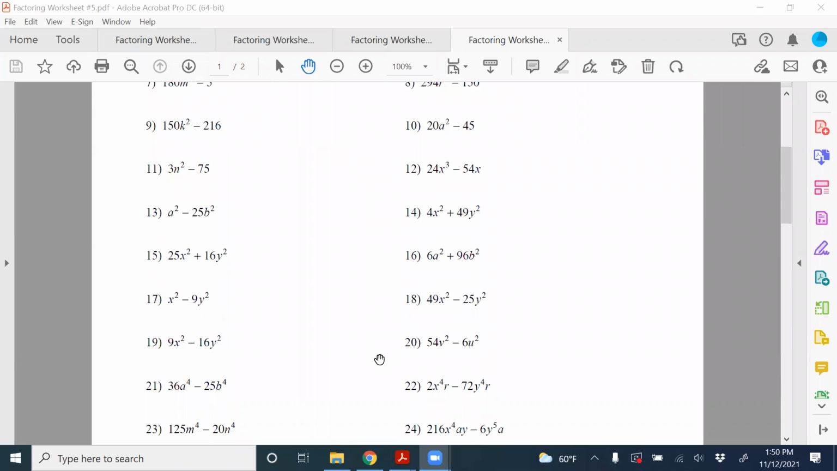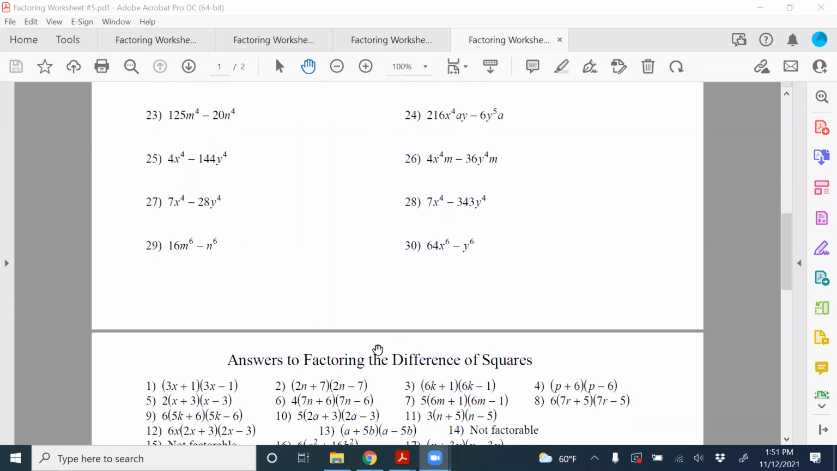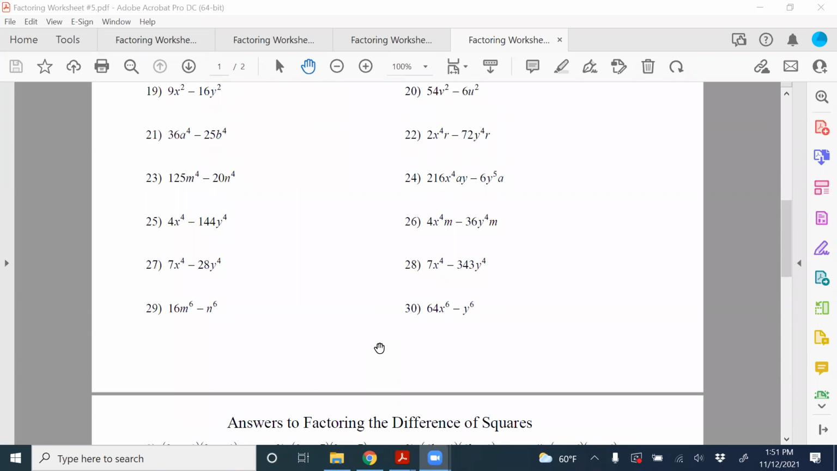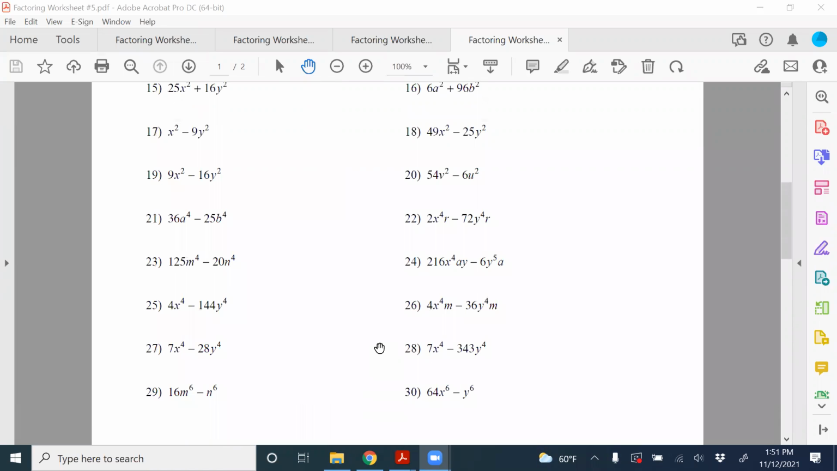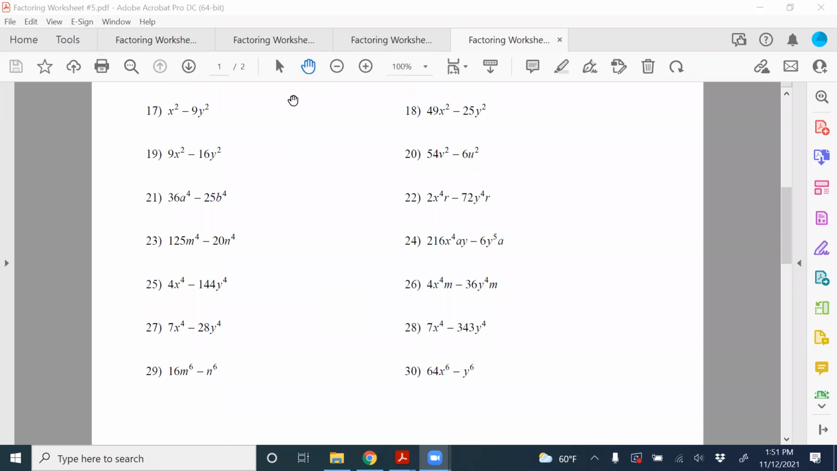Now let's talk about the last two problems, 29 and, actually, let's do ones that have a common factor to pull out, like number 20.